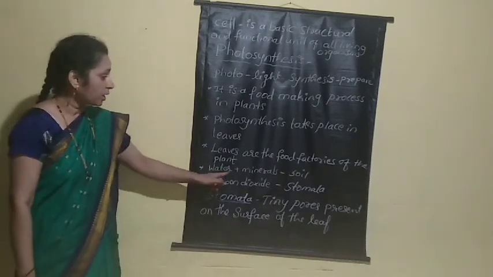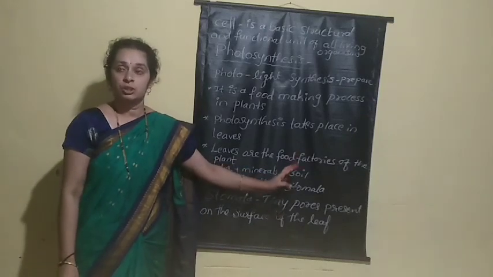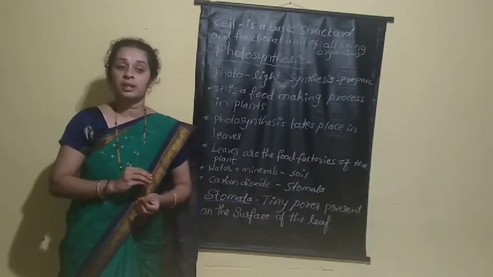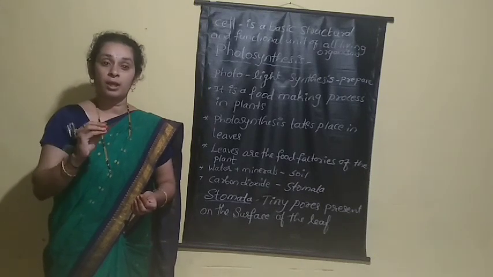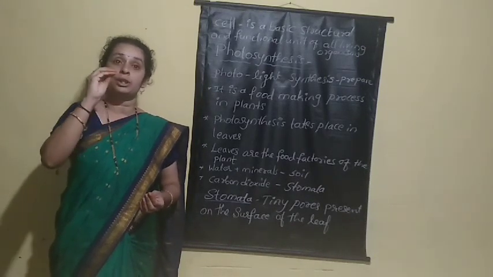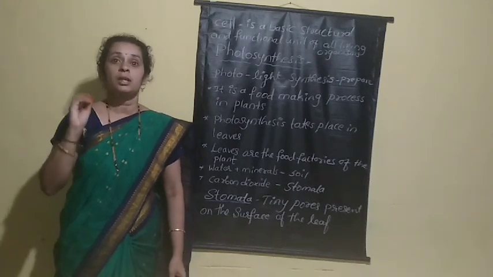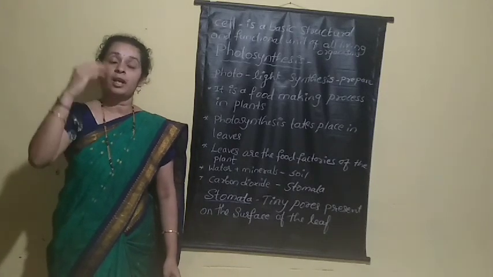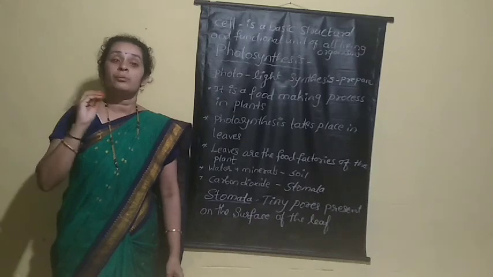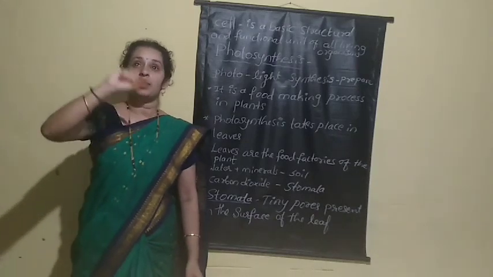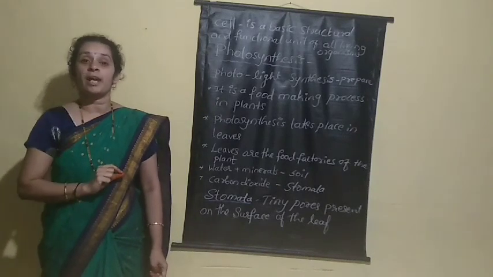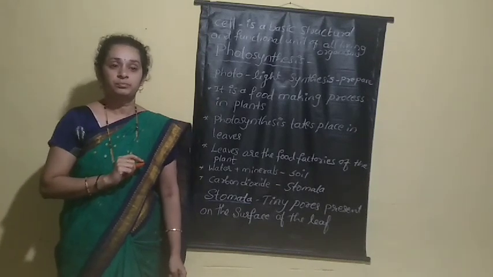They absorb water and minerals from the soil. The water and minerals absorbed by the roots from the soil are transported to different parts of the plant, and to the leaf also, with the help of a vessel, a pipe-like structure called xylem.